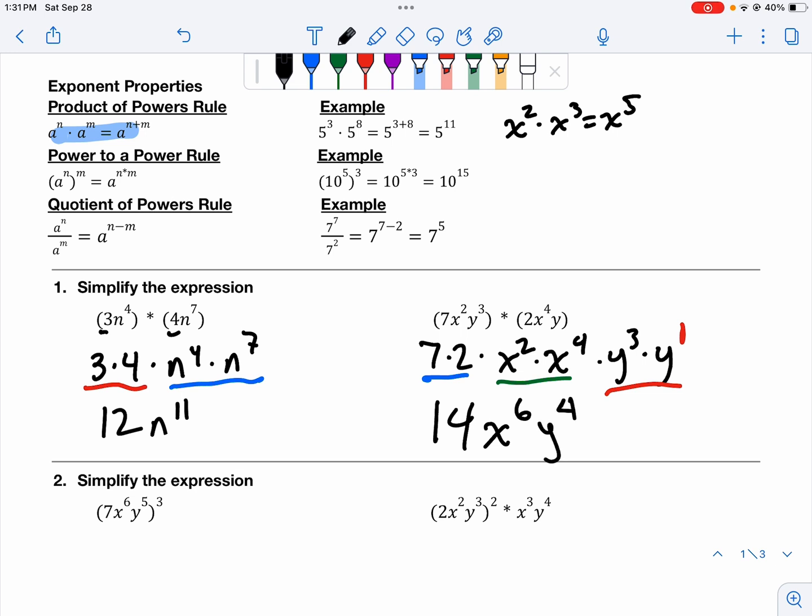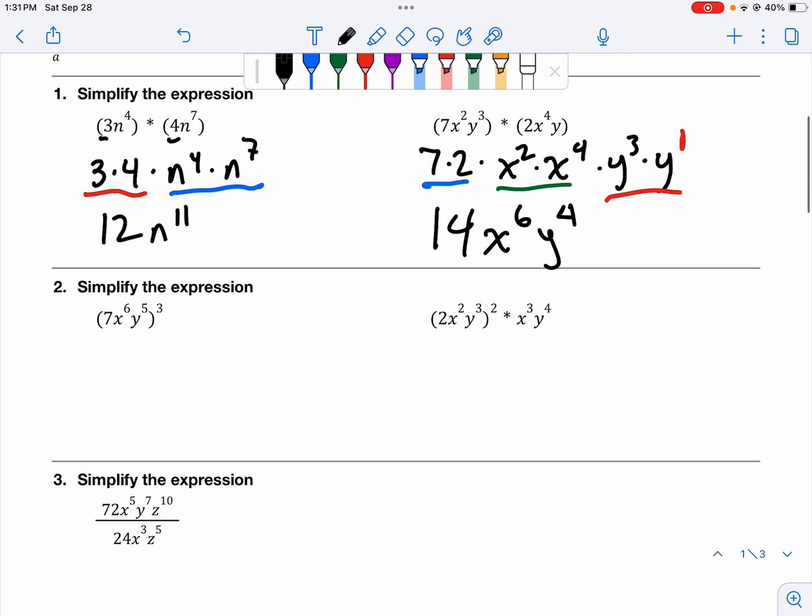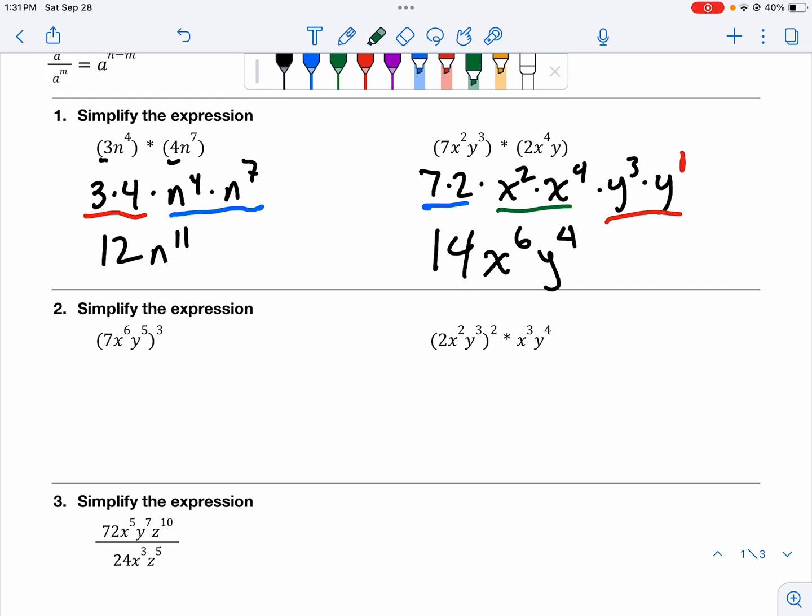Okay, so this is a little bit of a step up from where we were at last week. Again, we're going to work on this all week. Just stick with me. Now, here with power to a power, we have a 7 here. Okay, so 7 to the 1st.